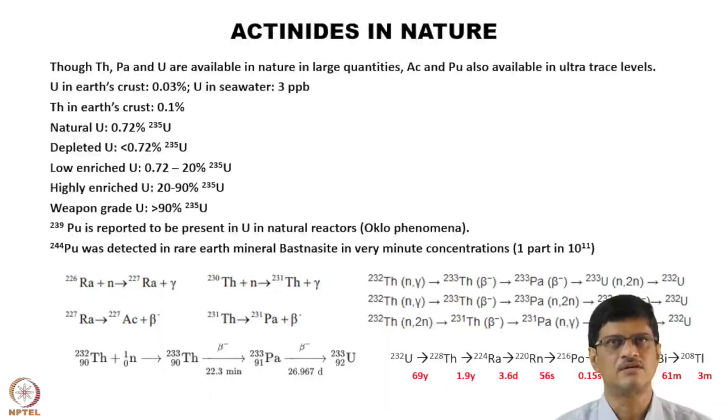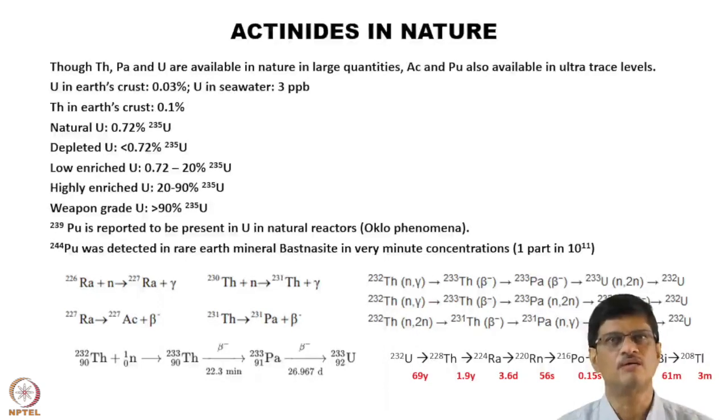There, as I have already discussed, the fissile content of the uranium was very high. In the Earth's crust, at this moment, we have around 0.03% uranium, the average value I have given here. In seawater, uranium is 3 ppb, a very, very low concentration. Nevertheless, it's a rich source of uranium if somebody can really tap it from seawater. Compared to uranium, thorium concentration is much higher in the Earth's crust, around 0.1%, but in seawater the thorium content is very low. It is probably because of the hydrolysis of thorium, which exists in the tetravalent oxidation state.